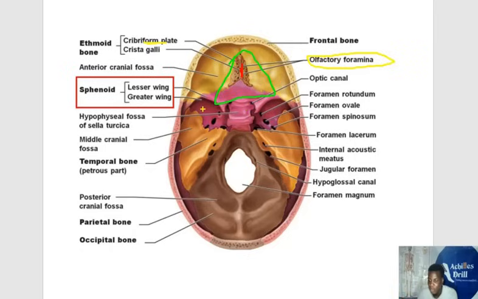All right, and then we came down to the middle cranial fossa. We talked about the foramen rotundum, foramen ovale, and foramen spinosum, which are associated with the maxillary nerve, mandibular nerve, and middle meningeal artery respectively. And then foramen lacerum is the most medial and it's quite large.